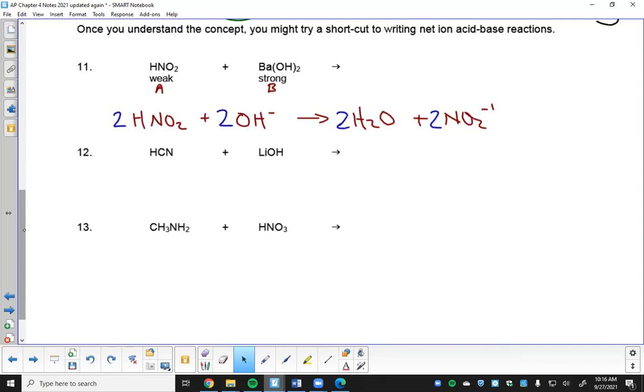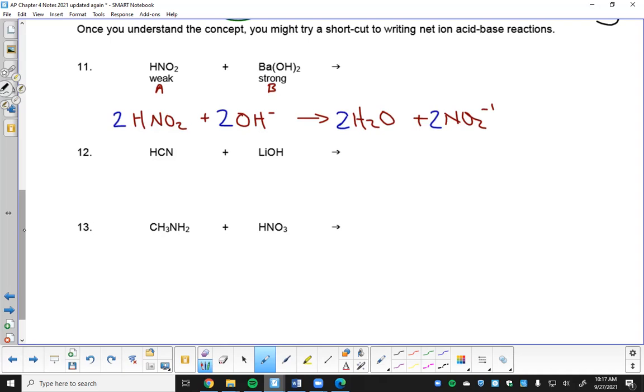Number 12 is, you would have directions that would say, write the net ionic equation for this acid-base reaction, so you know you're doing that type of thing. But now it's not telegraphing to you if it's a strong acid or a weak acid, strong base or weak base. So you need to know that information.